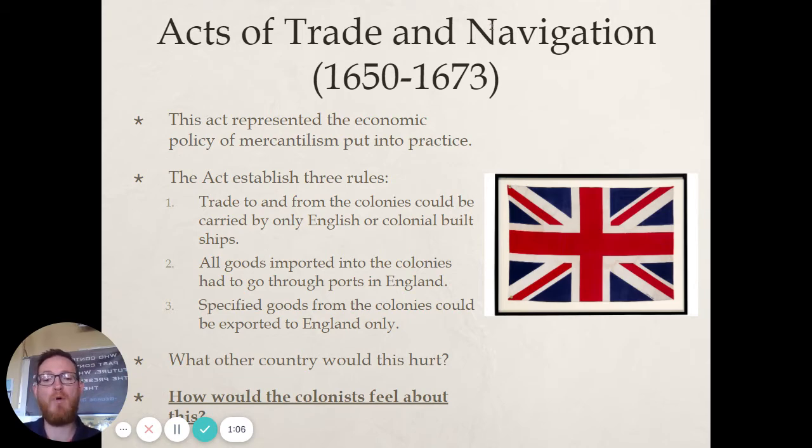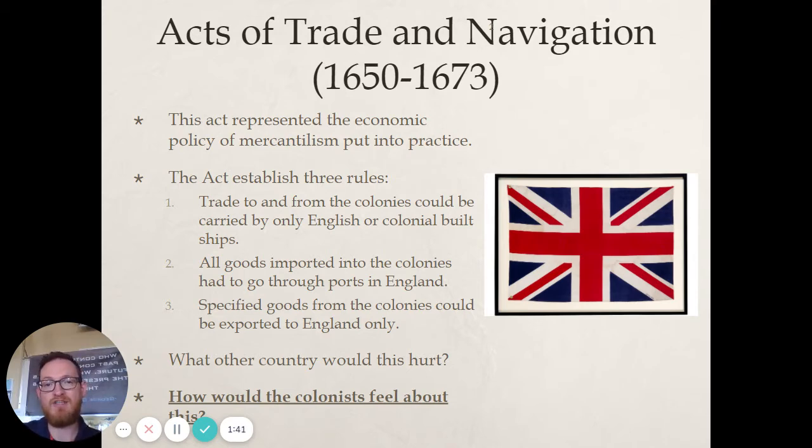All goods imported into the colonies had to go through the ports of England, and specified goods from the colonies could be exported to England only. Now, what country would this hurt? Obviously, Britain's mortal enemy, France. And you're going to see that a lot of the colonies were involved in trade with the French in the Indies and other areas as well. The British were unhappy with that because they saw it as enriching the French, which they considered an enemy, but also because they wanted the colonies buying and using their services to enrich them.